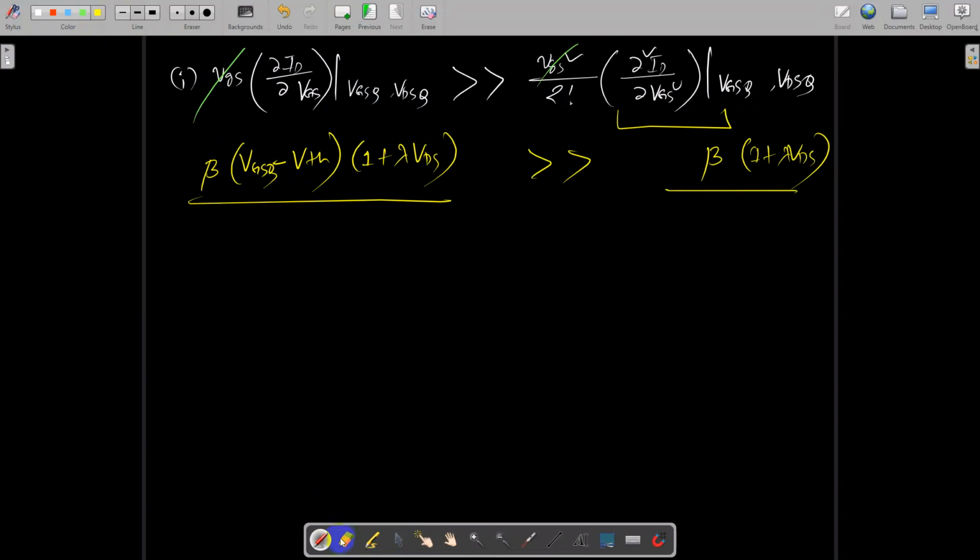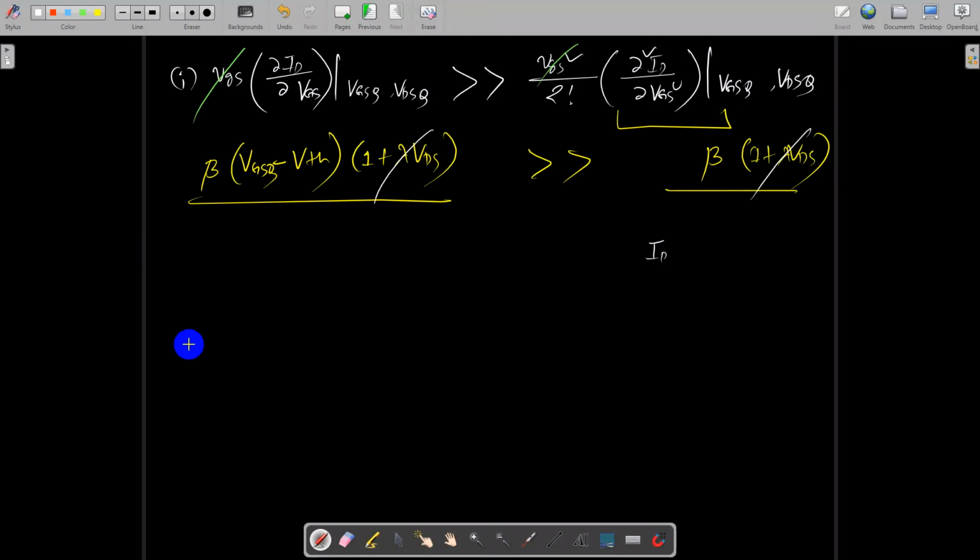Okay, but I can give you a clue here. Your ID is nothing but half mu n Cox W/L (VGS minus VT) squared. Just differentiate it with respect to VGSQ and you will have this beta times (VGSQ minus VTH), in the presence of CLM. Okay, so now we can simply say that this thing goes on.